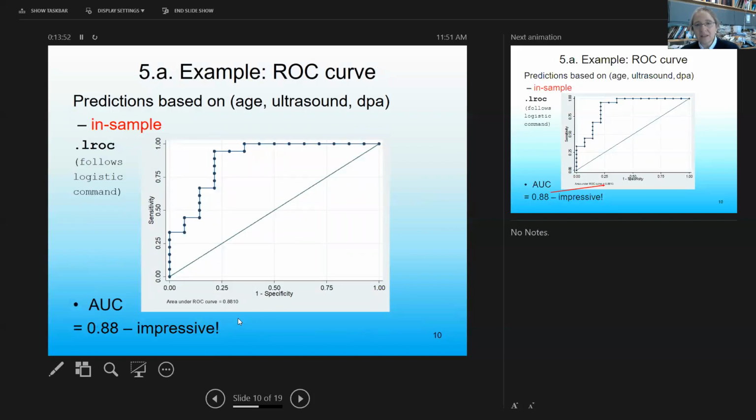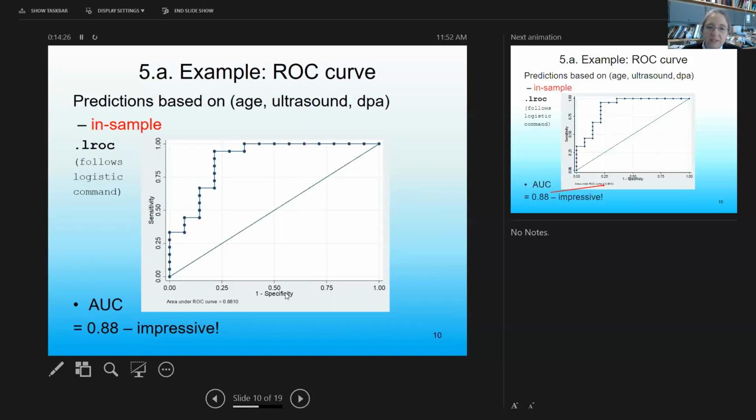So let's go back to the example. Here is our ROC curve once again, just exactly the same one that you saw before. I've added a term here, in sample, meaning that I fit a model to produce the prediction rule, these predicted probabilities of being osteoporotic from age, ultrasound, and DPA. And now I'm evaluating the sensitivity and specificity achieved in exactly that same sample.